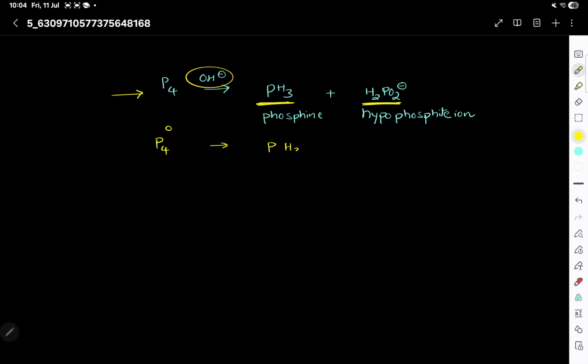Now you can identify: phosphorus in the free state has oxidation state 0. Now here in PH3, what is the oxidation state of phosphorus? x plus 3 into plus 1 is equal to 0, so x is equal to minus 3. So phosphorus has minus 3 oxidation state.